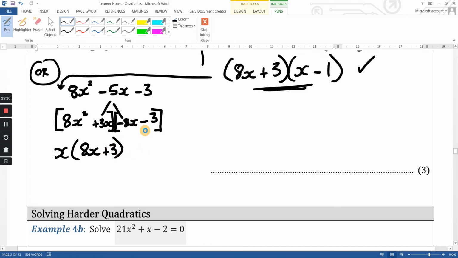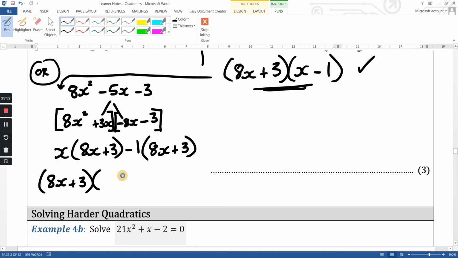Factorize this. Ideally you want the same, in fact you do want the same. So the only way to get 8x plus 3 is if I take out a minus 1. You're going to get 8x plus 3. In fact, minus 1 is the only thing you can take out of that. You can't take anything else out. Notice that you get the same brackets here and here. Let's write that down first, in fact.